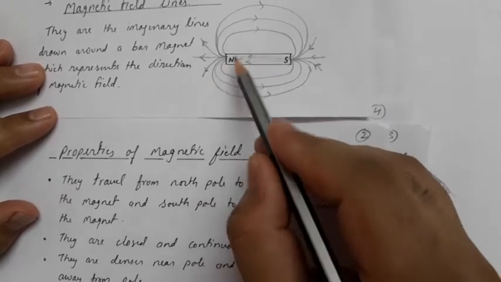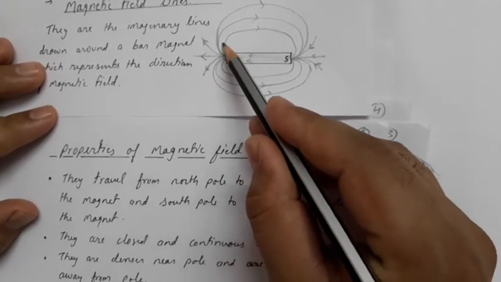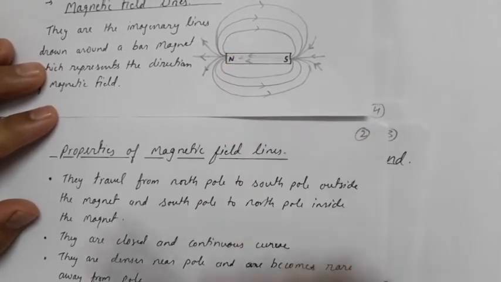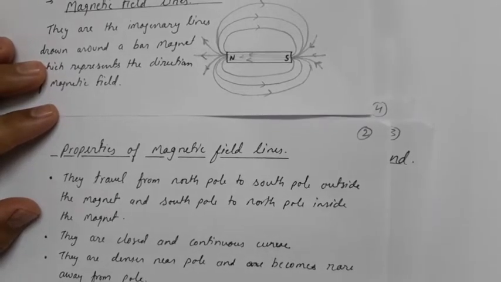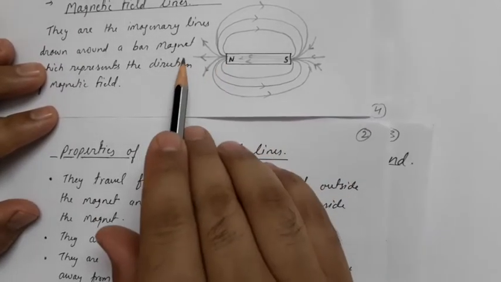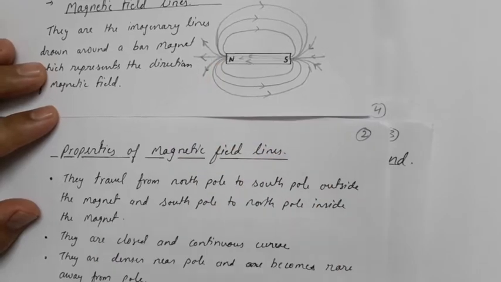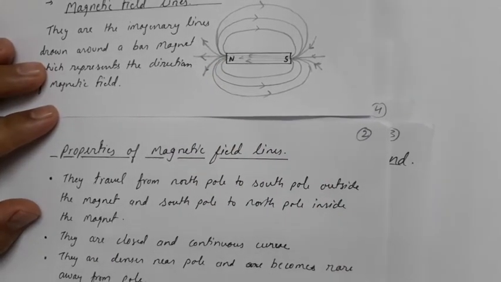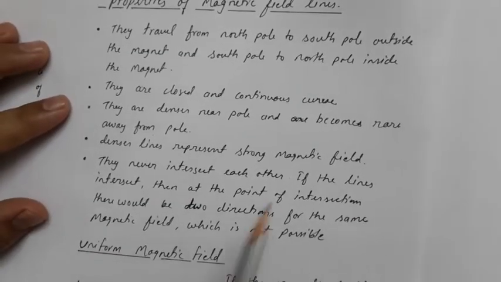So wherever the magnetic field lines are denser, there the magnetic field strength will be greater. And as we move away from the magnet, the magnetic field lines will become rarer and the magnetic field strength will get reduced. Now one very important point is they never intersect each other.